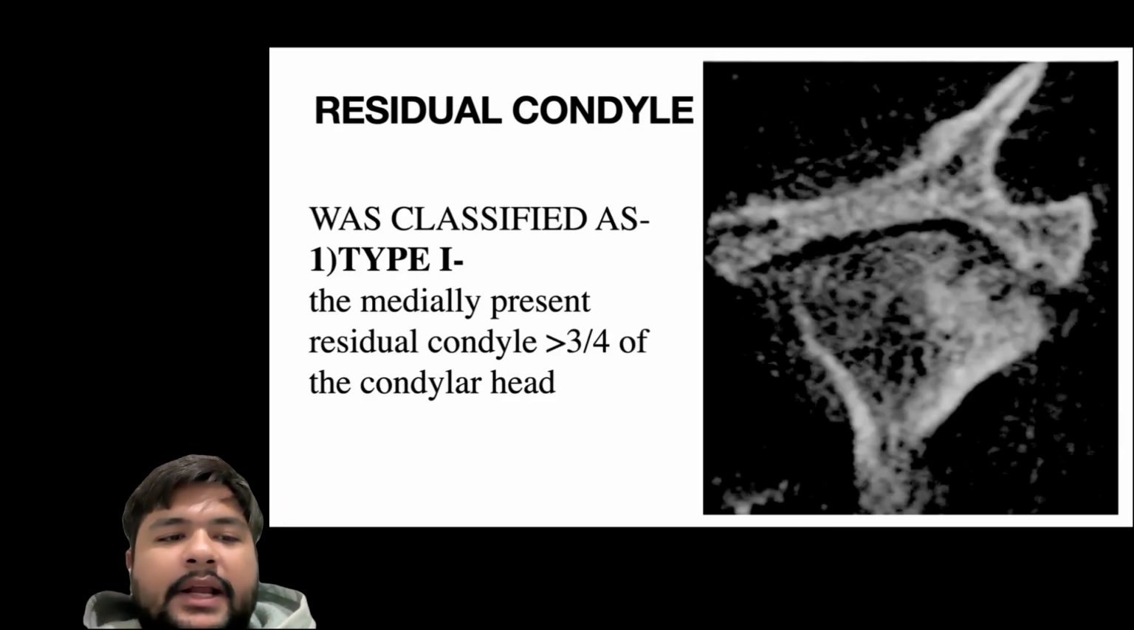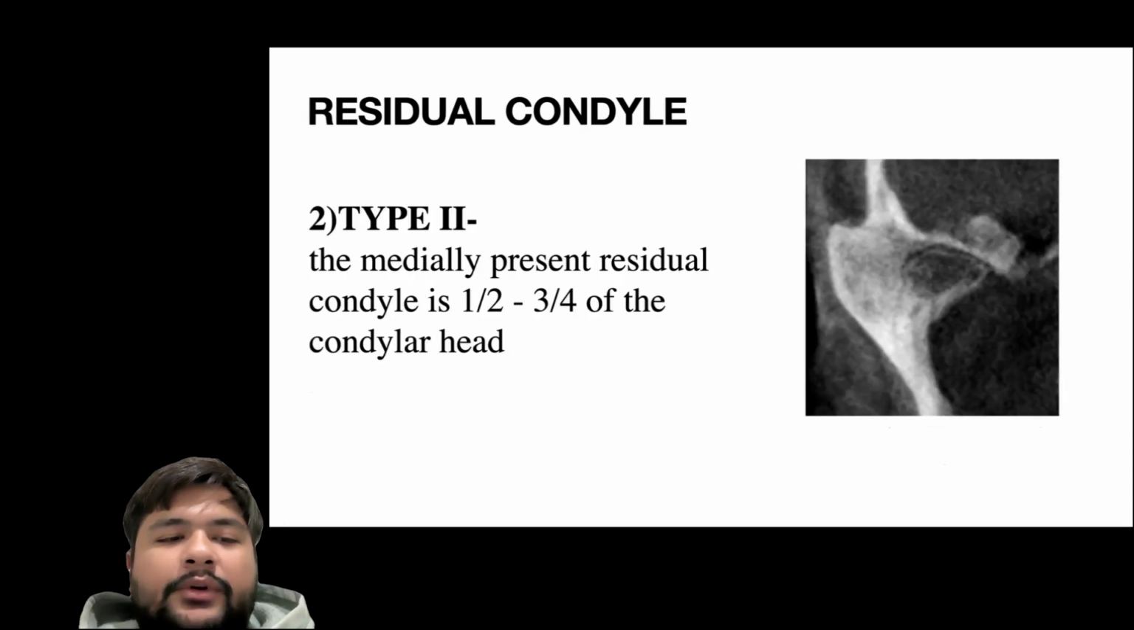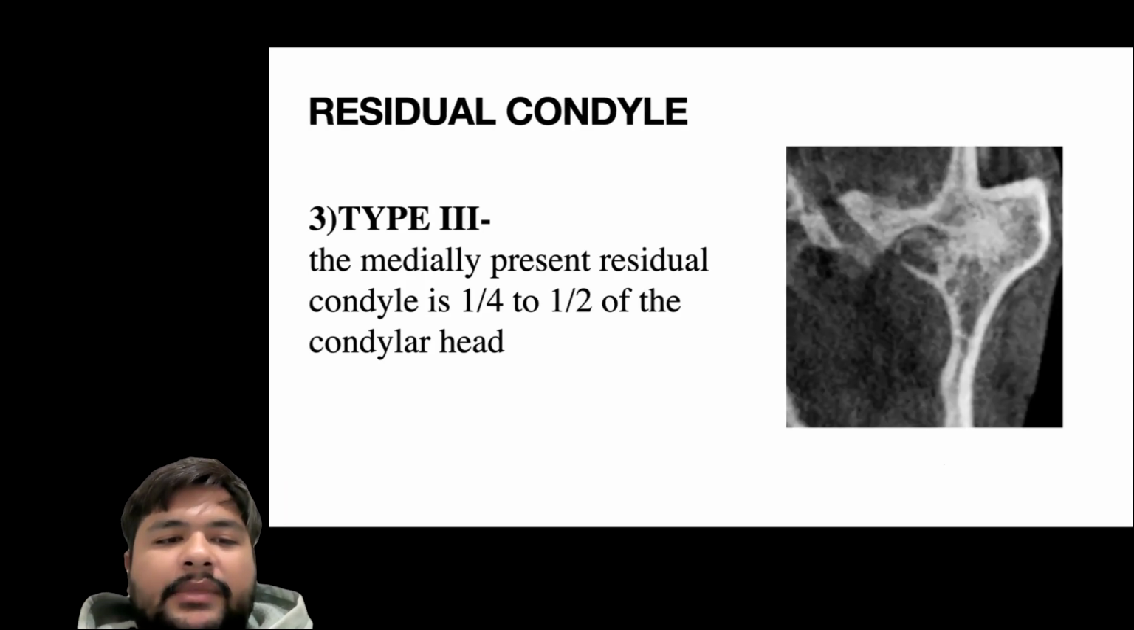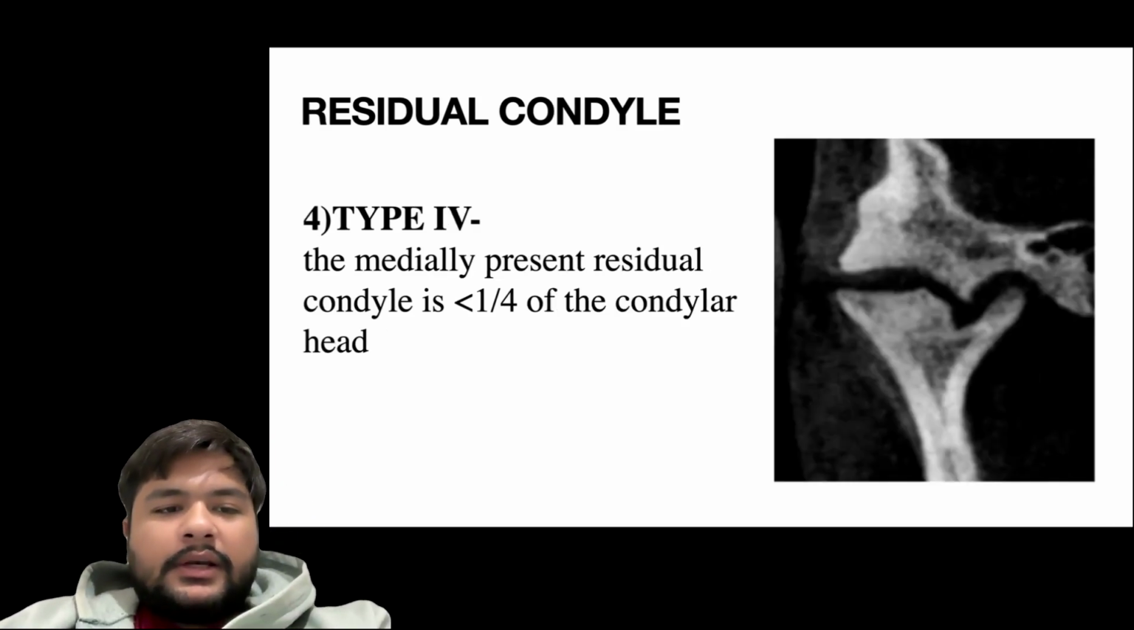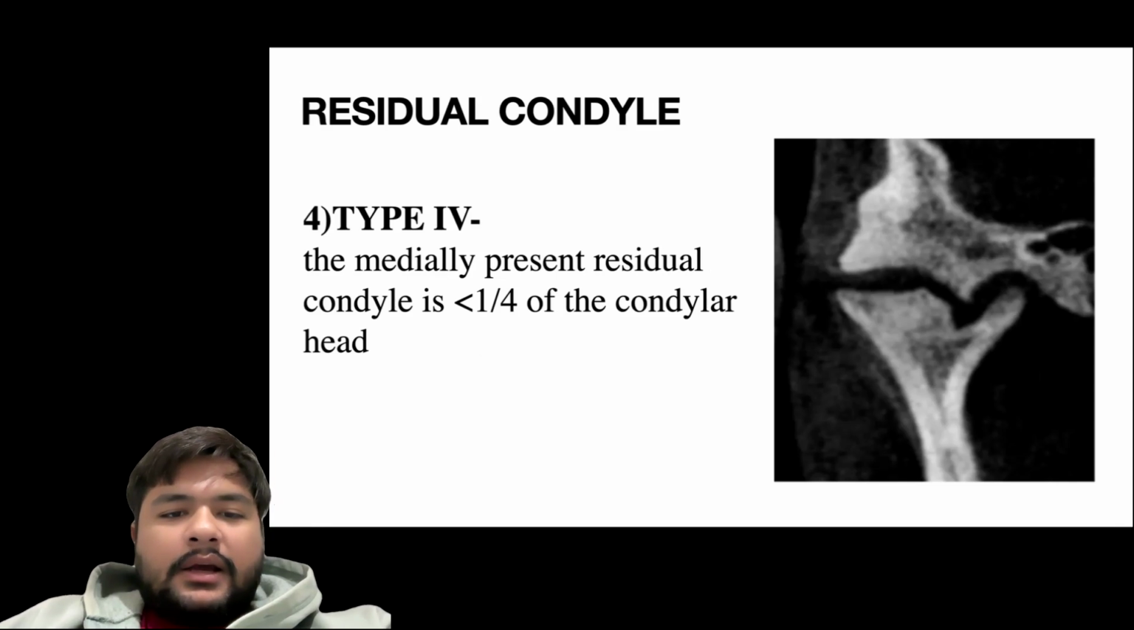It can be classified as type 1, the medially present residual condyle is more than three-fourths of the condylar head. Type 2, the medially present residual condyle is half to three-fourths of the condylar head. Type 3, the medially present residual condyle is one-fourth to half of the condylar head. Type 4, the medially present residual condyle is less than 1 by 4 of the condylar head.